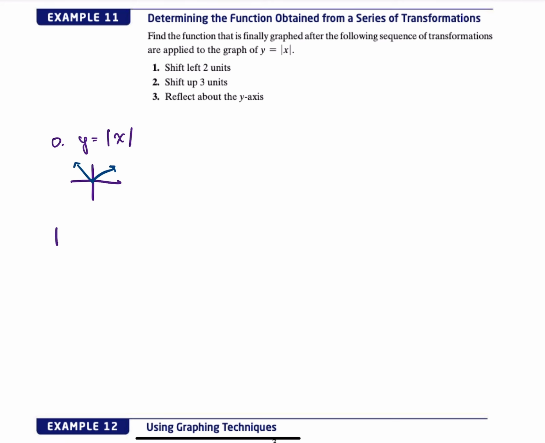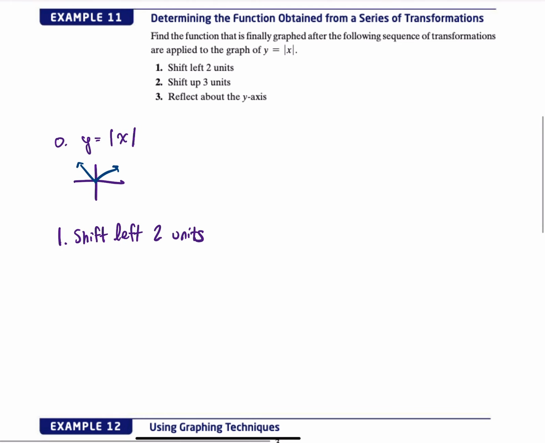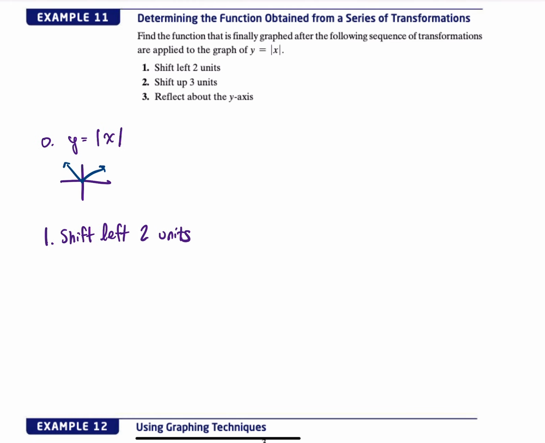Then for step 1, they want us to shift left 2 units. So it's a horizontal shift to the left. And recall with horizontal shifts, it's a little bit flipped in logic, where if it goes to the left, we would be adding inside the function. So inside the absolute value, I'll do x plus 2. That will shift me to the left. Let's do a quick sketch. 2 units, and then some V shape.